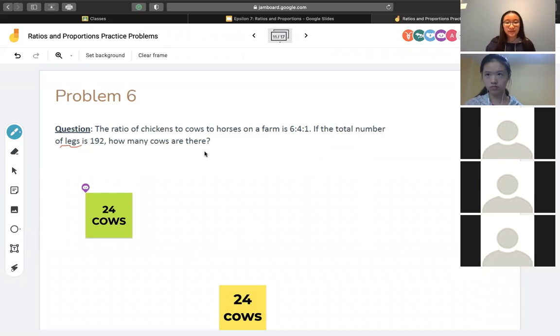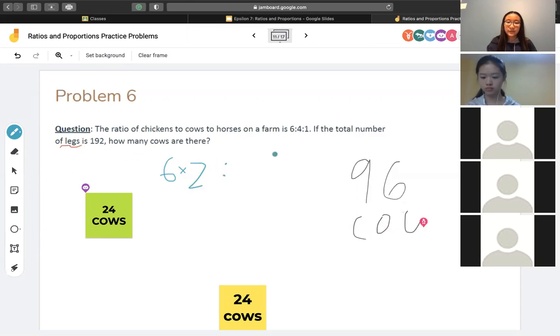Okay, so going with what we had in the previous problem, the number of chickens in the ratio is 6. Well, the parts of chicken in the ratio is 6, and chickens have 2 legs, so you multiply that by 2. And then cows have 4 legs, so you multiply the part in the ratio 4 by 4. So that gets you 16.